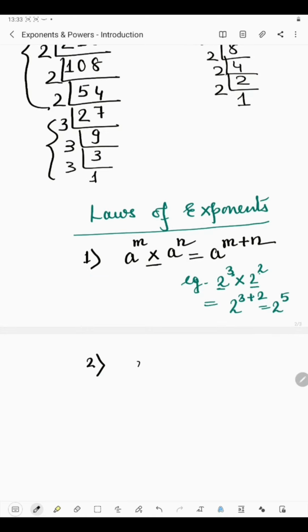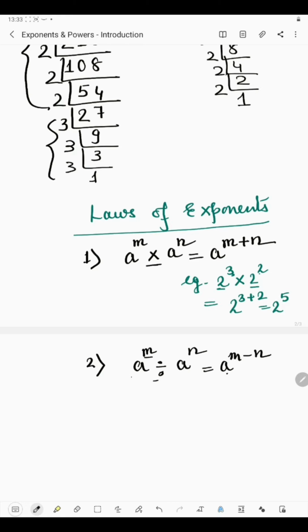Now suppose base is same and in between divide sign is there and the power of this is say m and power of this is say n. So when base is same and in between divide sign is there, powers are subtracted. So we'll write the base and powers are subtracted. That means m minus n.